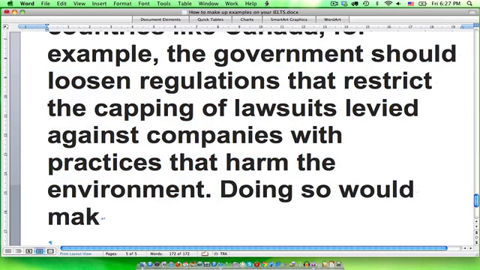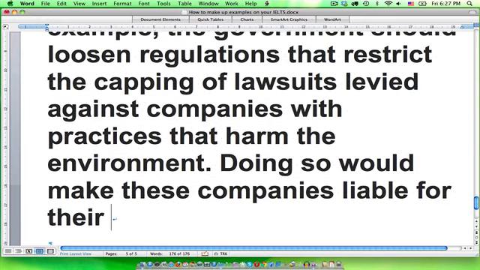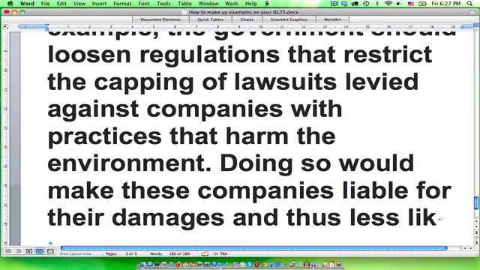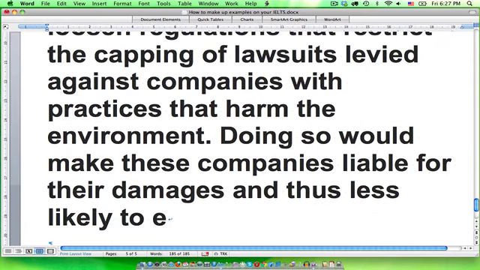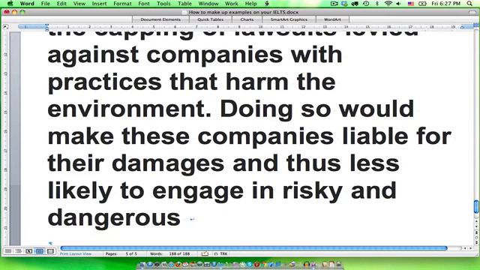would, let's say, make these companies liable for their damages, or maybe for any damages, for their damages, and thus less likely to engage in risky and dangerous activities.